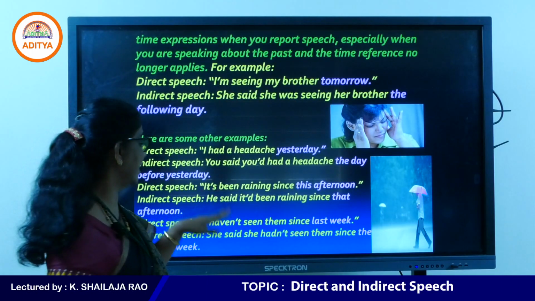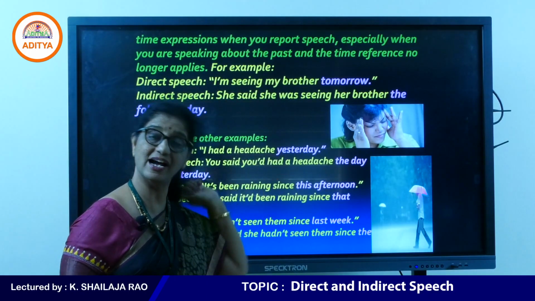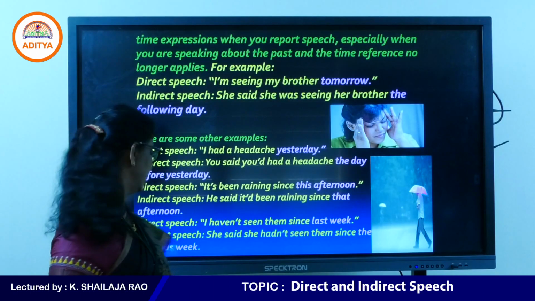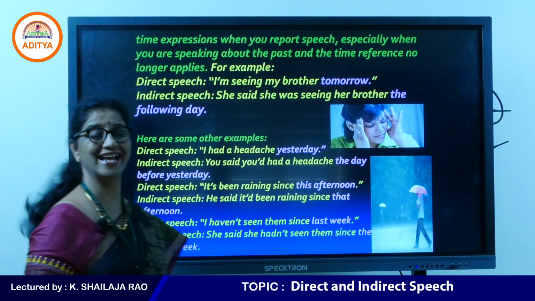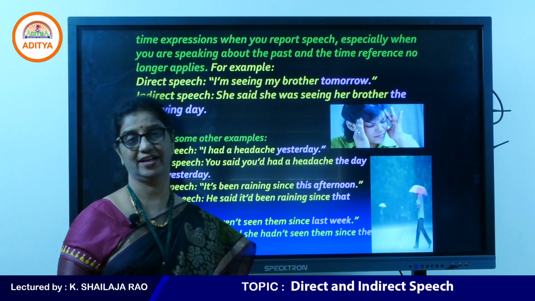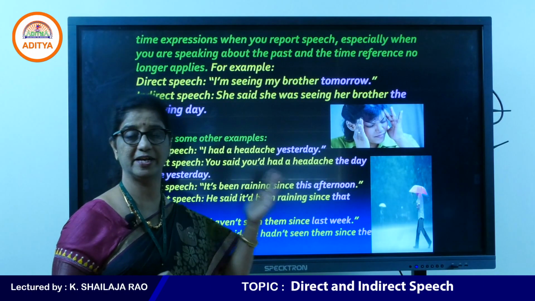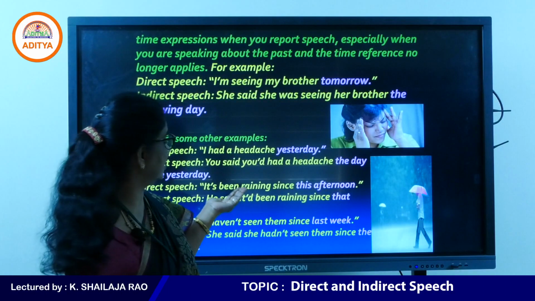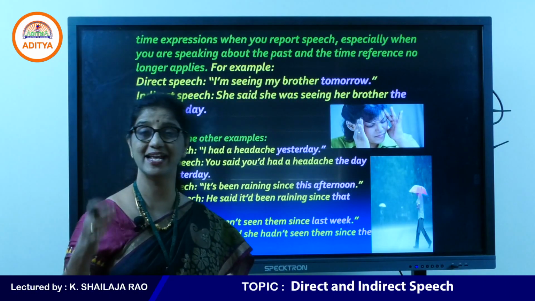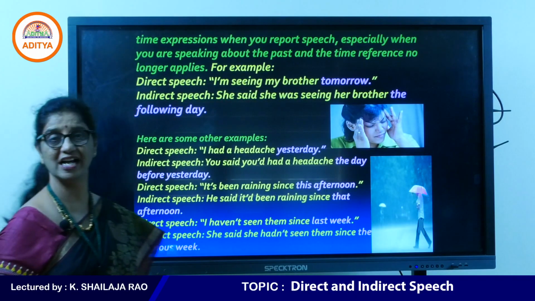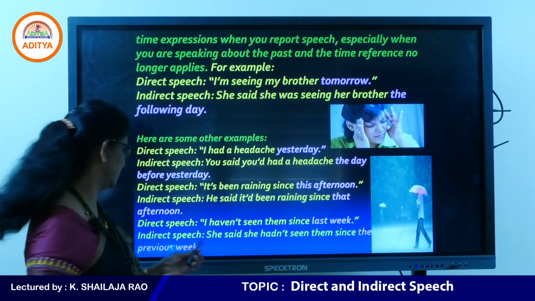He said that it had been raining since that afternoon. I haven't seen him since last week. So she said that she hadn't seen him since the previous week. Okay? Last week becomes previous. Yesterday becomes the day before, tomorrow becomes the next day or the following day, and this afternoon becomes that afternoon.